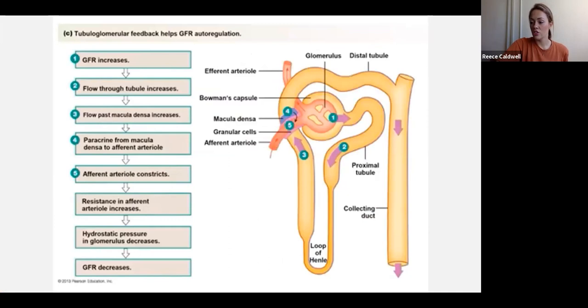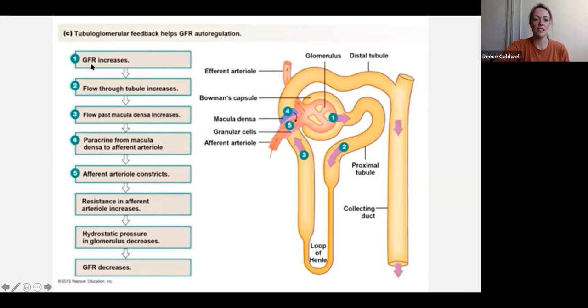Now we have tubuloglomerular feedback. And this is kind of the more important and stronger way to regulate blood flow through the nephron. So it's another negative feedback mechanism, and it works a little bit similarly when we look at the overall process, but how it does so is different. So let's start working through it.